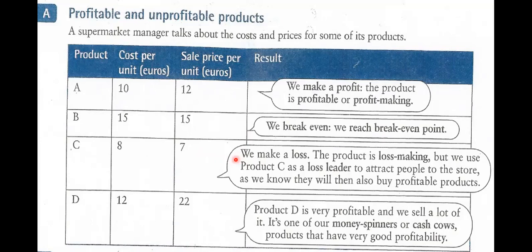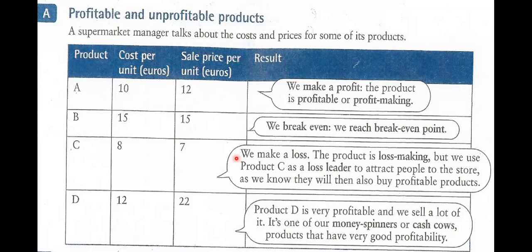We are in product C, Jose. We make a loss. The product is loss making, but we use product C as a loss leader to attract people to the store. As we know, they will then also buy profitable products. Thank you very much. Okay, guys, here I'm going to stop for a while.